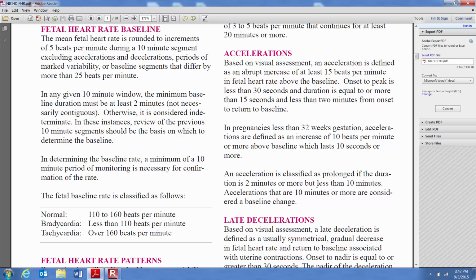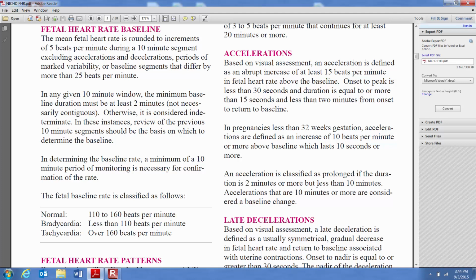they're just designated as accelerations. Then if the acceleration lasts more than 10 minutes, it's a baseline change, it's tachycardia, okay? Oh, if it's above 160. That's for your test, and that's for your NCLEX. If the acceleration is longer than 10 minutes, it's a baseline change. If it's above 160, it is tachycardia.